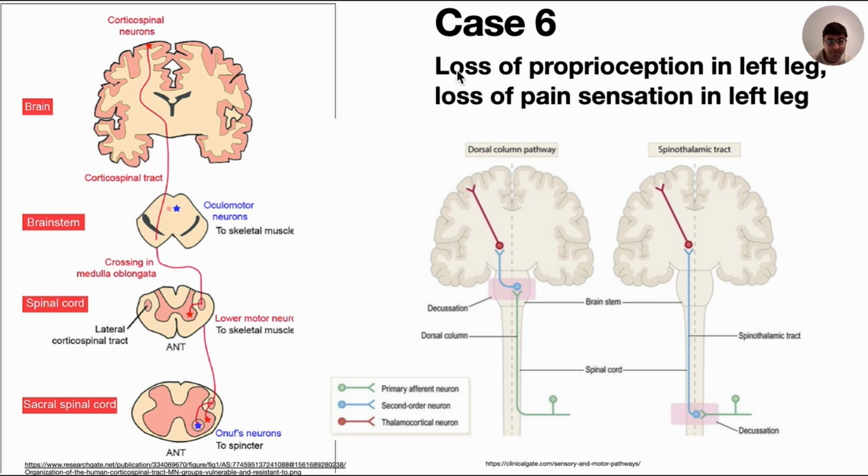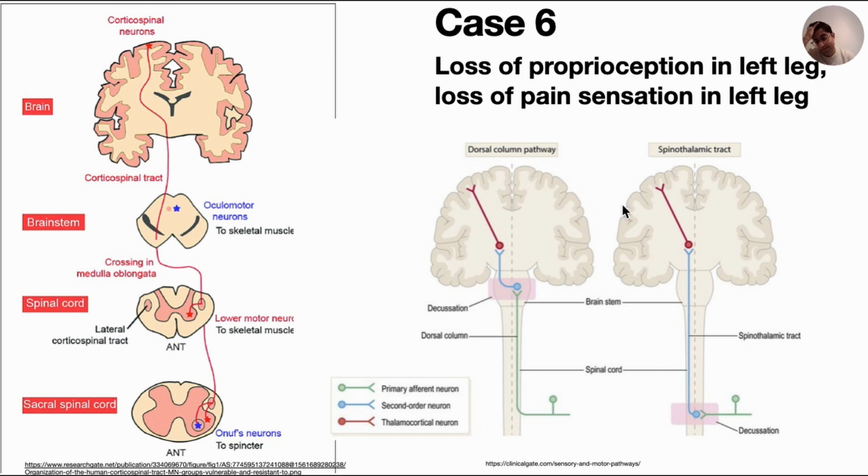So the next case, loss of proprioception in the left leg and loss of pain sensation in the left leg. If we've got loss of proprioception and pain sensation in the left leg, that would suggest that there is a problem in either the peripheral nerves, which carry proprioceptive and pain sensation from the same side of the body, or it could suggest a lesion in the right side of the brain.